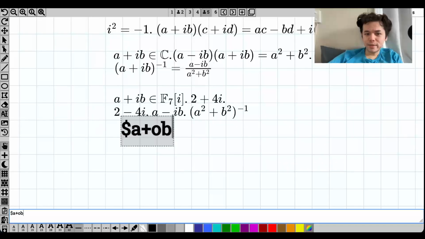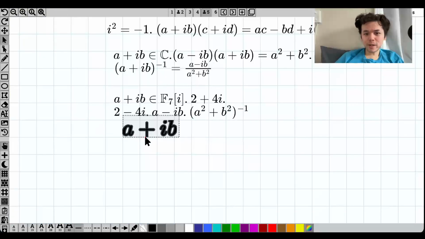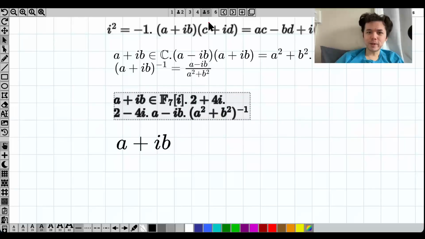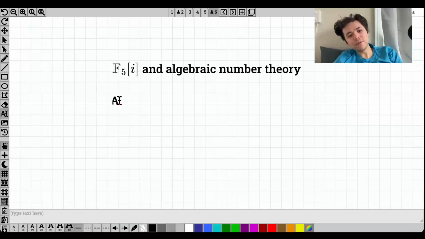And you get that there are exactly 49 elements, because I have 0 through 6 choices here and 0 through 6 choices here. So let's talk about an example where this trick doesn't work, and then talk a little bit about the algebraic number theory, because I think it's fun. So it doesn't work with 5.